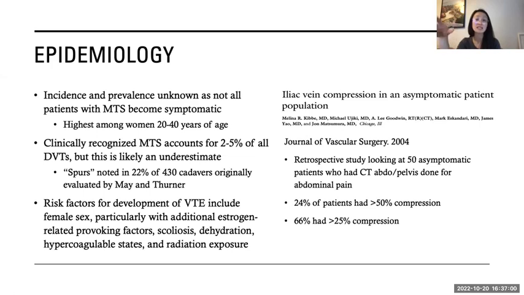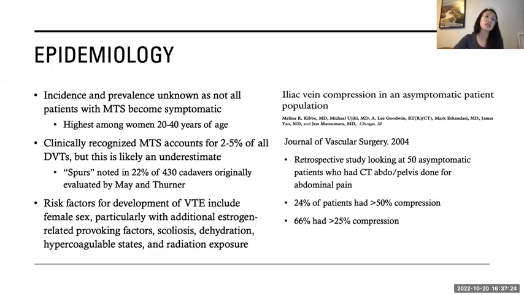So, they had a CT abdomen-pelvis for abdominal pain, really. And they found that 24% of patients had greater than 50% compression, and these were not patients who had DVT. And 66% of patients had greater than 25% compression. So what the compression really means in terms of actual predisposition to MTS, and what our cutoffs are, is still not really clear at this time.